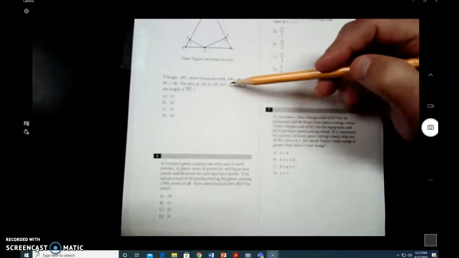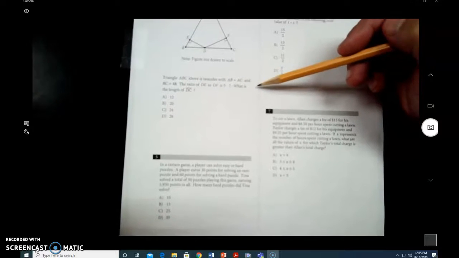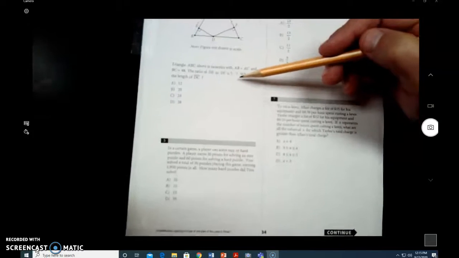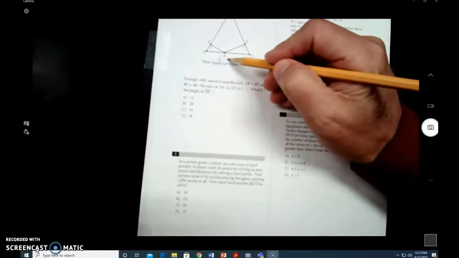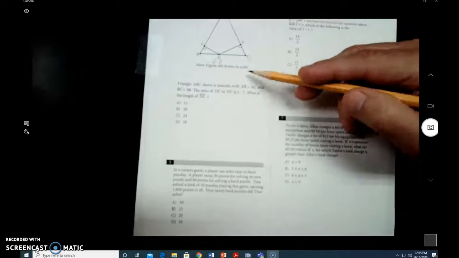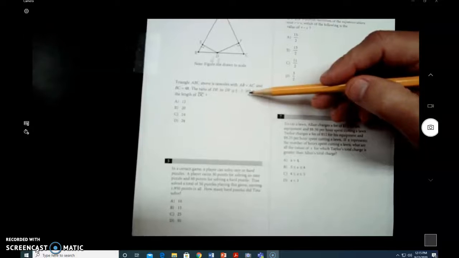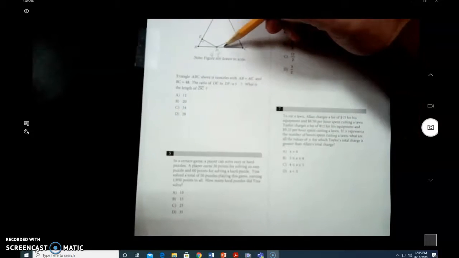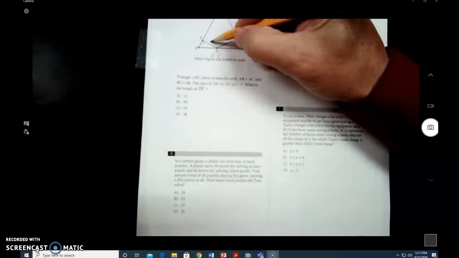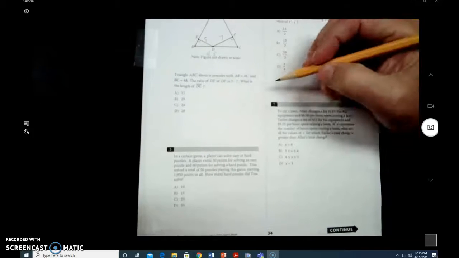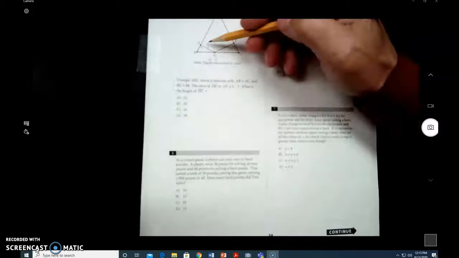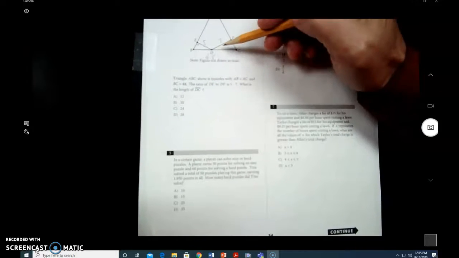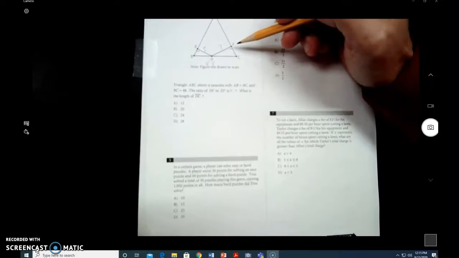So it says ABC is isosceles, AB equals AC, BC equals 48. So from here to here is 48. Let's write that down. Okay. The ratio of DE to DF is 5 to 7. Here's DE, here's DF. DE to DF is 5 to 7. Now, that's a ratio, which means we've got 12 parts. E to D would make up 5 of those parts. D to F would be 7 of those parts.